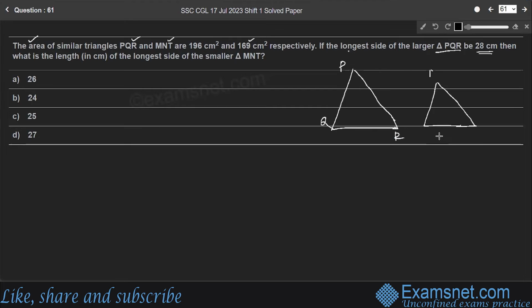PQR and MNT, right? Two triangles are similar and their areas are given, 196 and 169 centimeter square. So the longest side of triangle PQR, let it be PR, is 28 centimeter. We need to find the longest side of the other, smaller triangle MNT, which is MT. So let it be L, right?